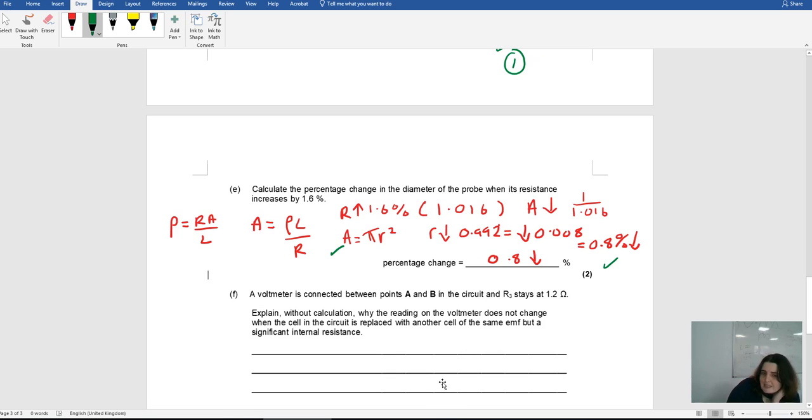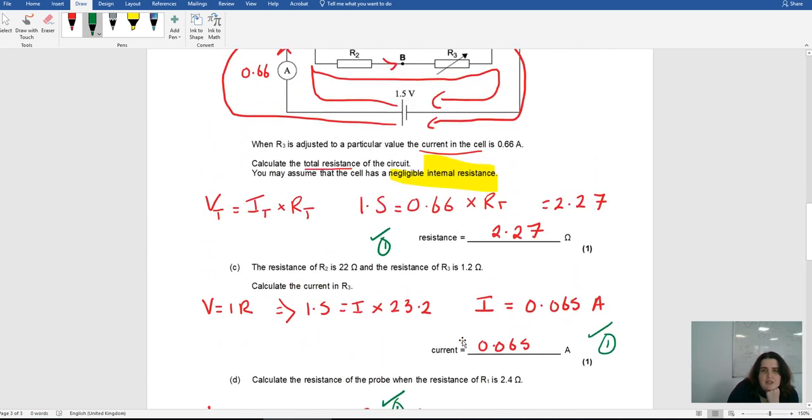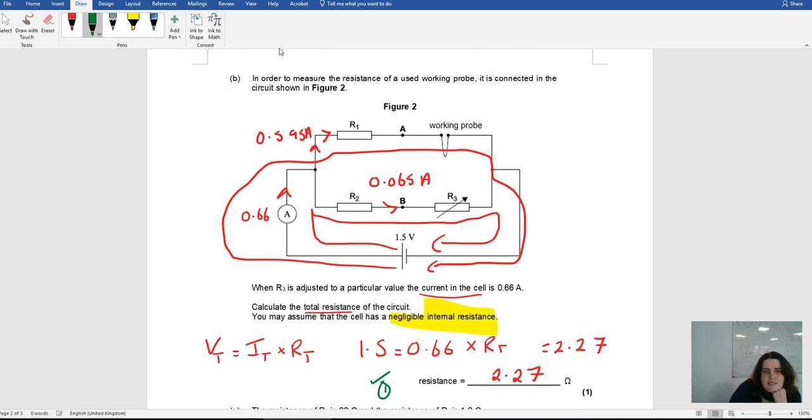A voltmeter is connected between point A and B. Explain. So if you go to the circuit, what happens here is a voltmeter is being connected between here and here. And what it is measuring is the difference between the electron's voltage when it gets to this position and the electron's voltage when it gets to this position.